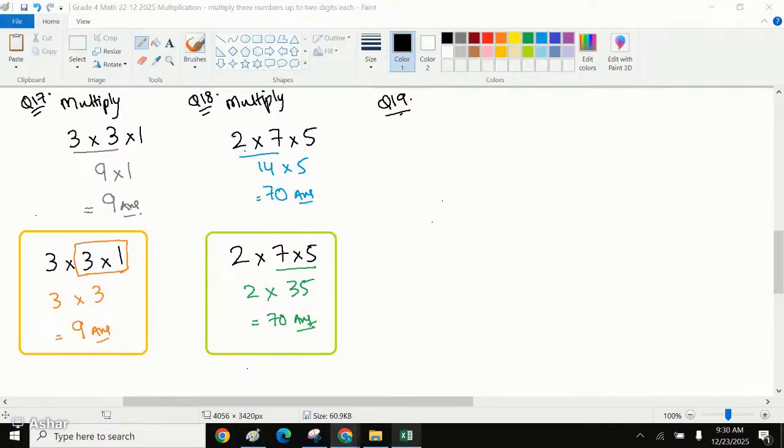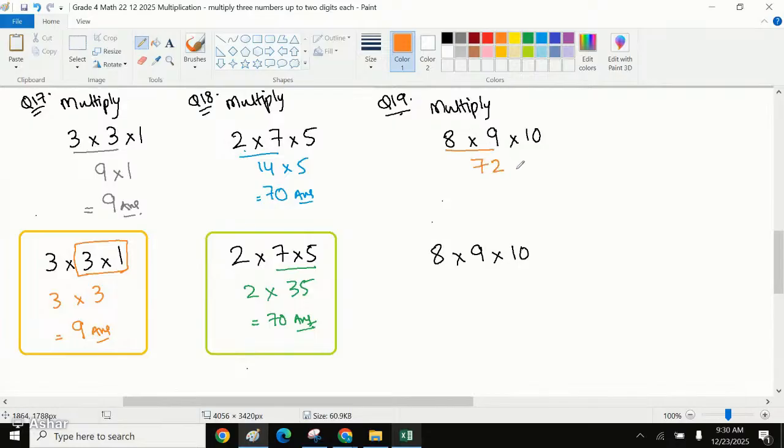The next question says, multiply. Let's suppose the question was 8 multiplied by 9 multiplied by 10. So if we multiply 8 multiplied by 9, that is 72 multiplied by 10. We know the rule for this. And this would be 8 into 90. So whichever way we multiply them, we will get the same answer.